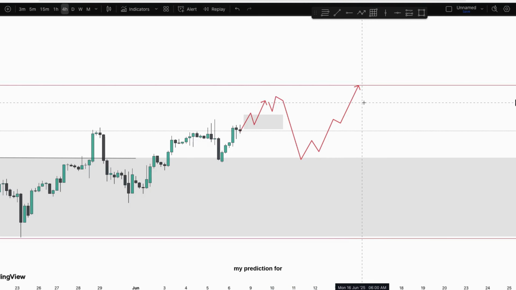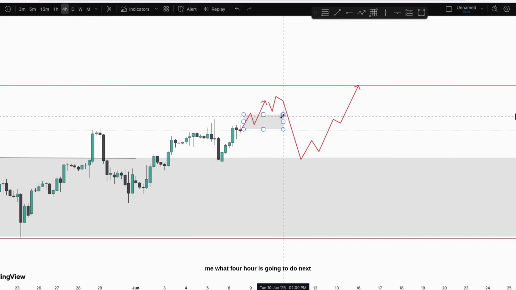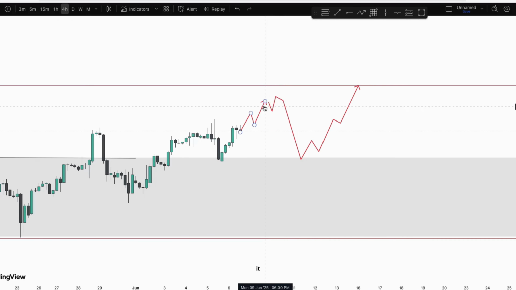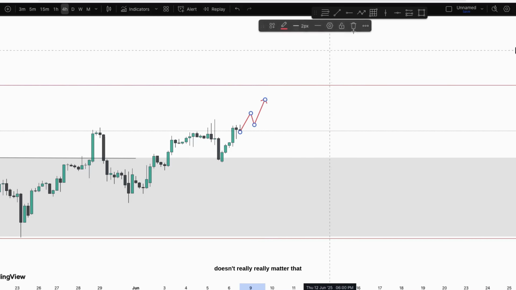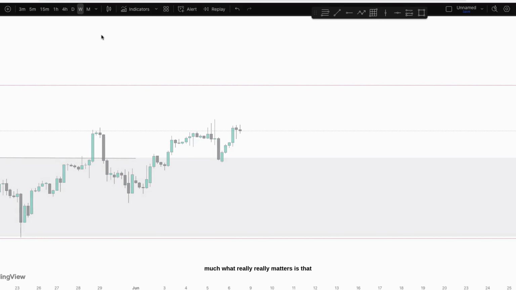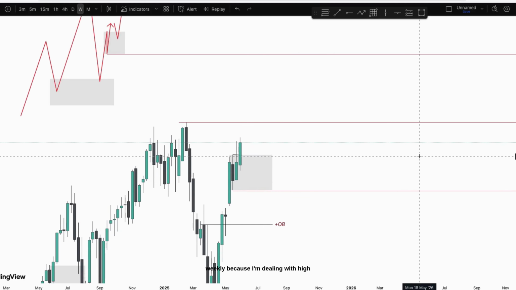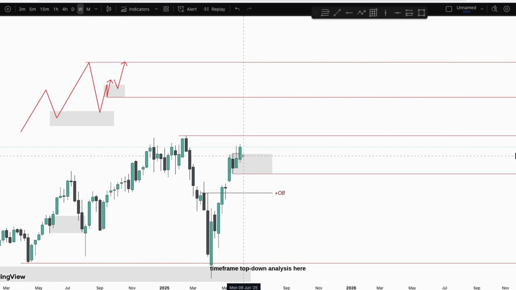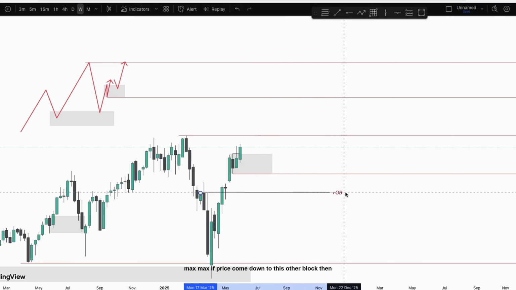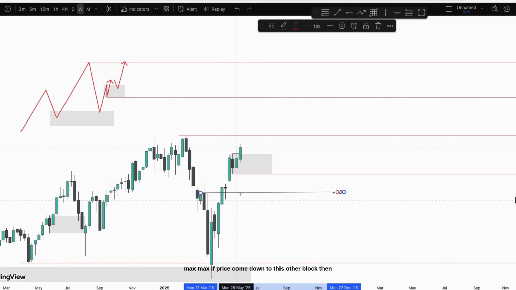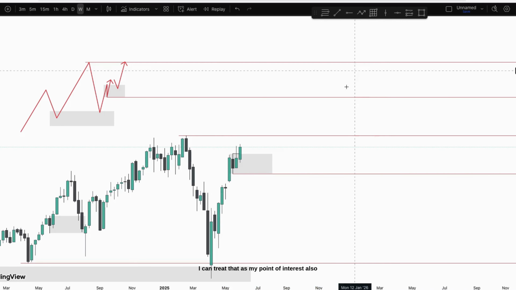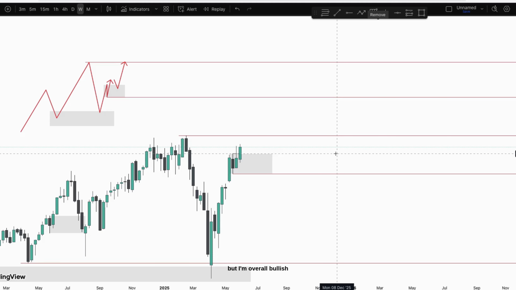This is my prediction for getting into next week. What really matters to me, what 4 hour is going to do next, doesn't really matter that much. What really matters is my weekly, because I'm dealing with high time frame top-down analysis here. So weekly, I want to see this level and this level hold, max. If price comes down to this other block, then I can treat that as my point of interest also. But I'm overall bullish, all right?